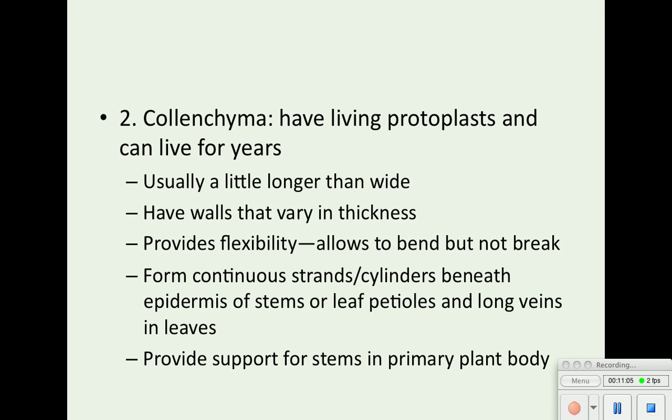Collenchyma, living protoplasts that can live for many years. So the shape of it is longer than wide, so they're skinny. You want to make skinny and elongated. Their cell walls can vary in thickness, but they're a little bit flexible, so they can bend but not break. And they help provide support for stems in a primary plant body. So collenchyma support. I'm pretty sure the collenchyma, like in celery, is the strings that you can peel out. Oh, yeah. Pretty positive that's collenchyma.